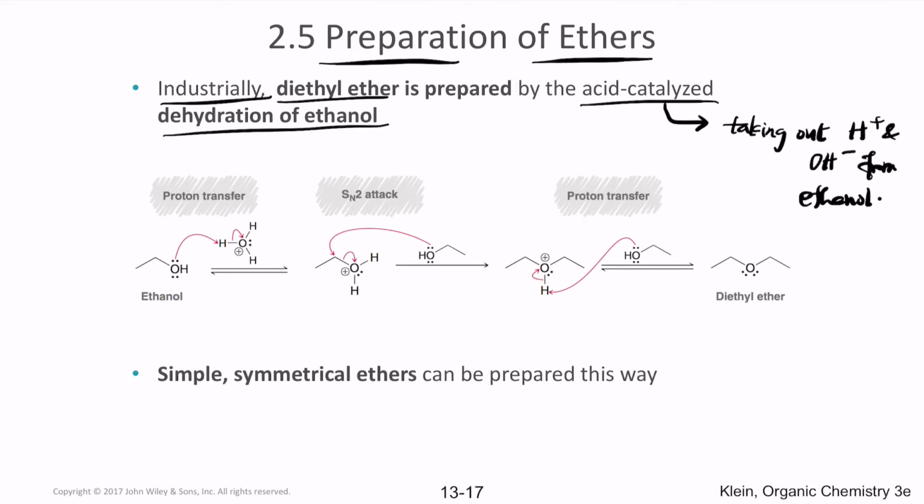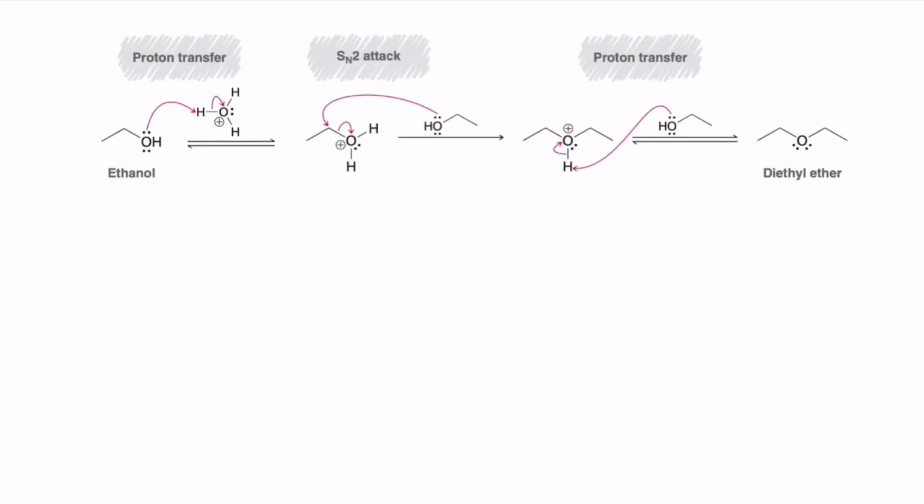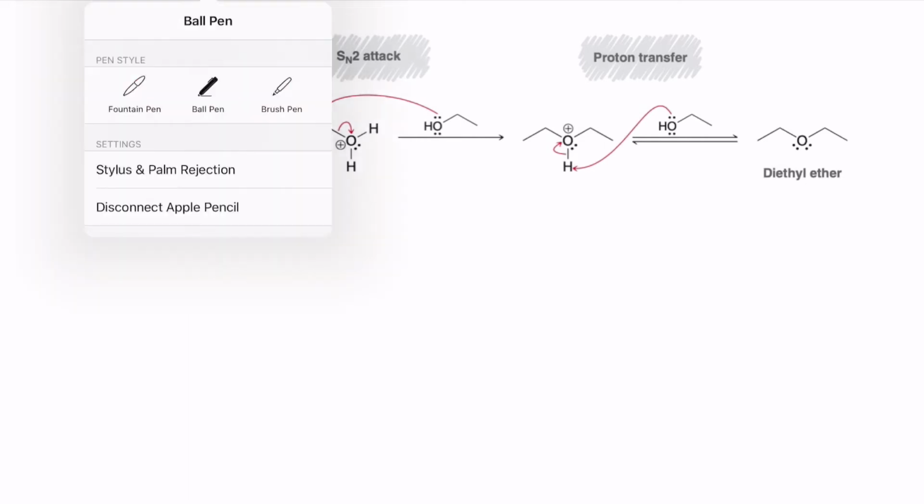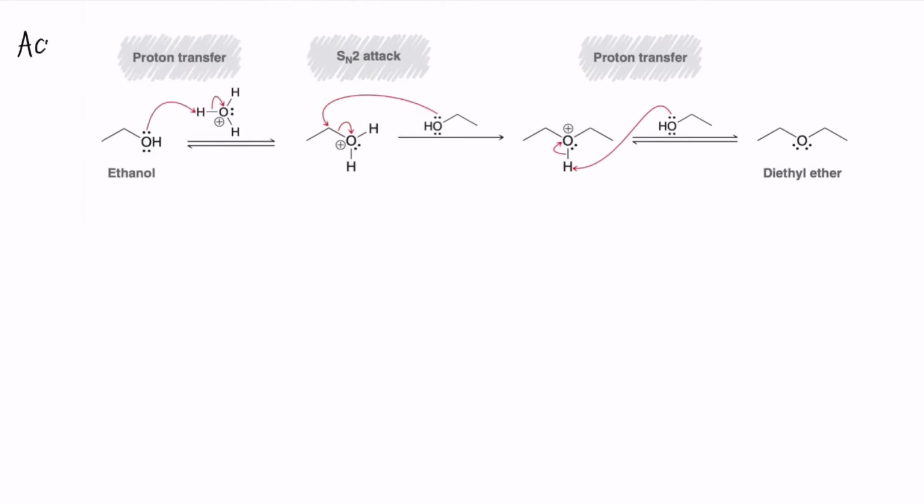So the first thing that happens is the acid catalysis. Let's take a simple example of this structure and look at this reaction. This process is called acid catalyzed dehydration. There are mainly three processes that occur. The first is the proton transfer, the second is the SN2 attack, and the third is the proton transfer.